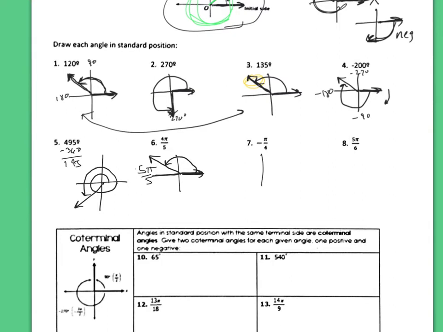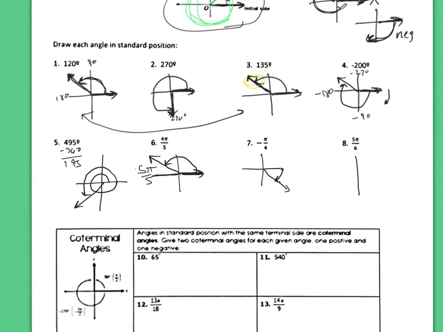Negative pi over 4. Well, anything with a 1 in the numerator, you're just going one quadrant. So if it was positive pi over 4, we would just be up a little bit, like up in here. But of course it's negative, so we're just going to go down one quadrant, and draw where it stops.